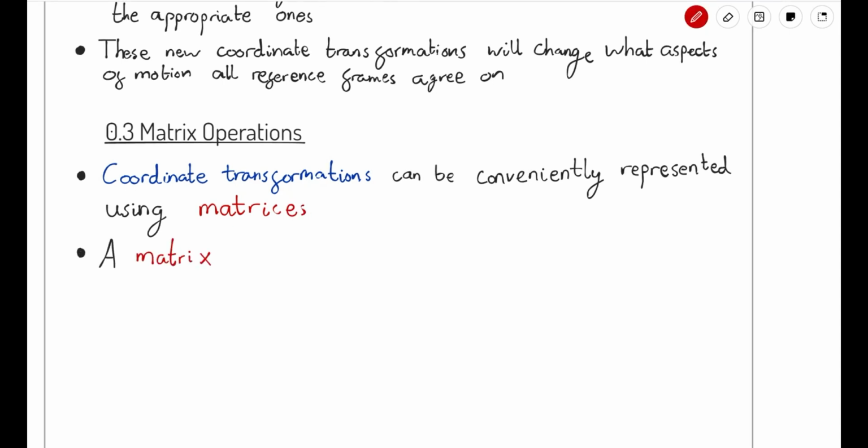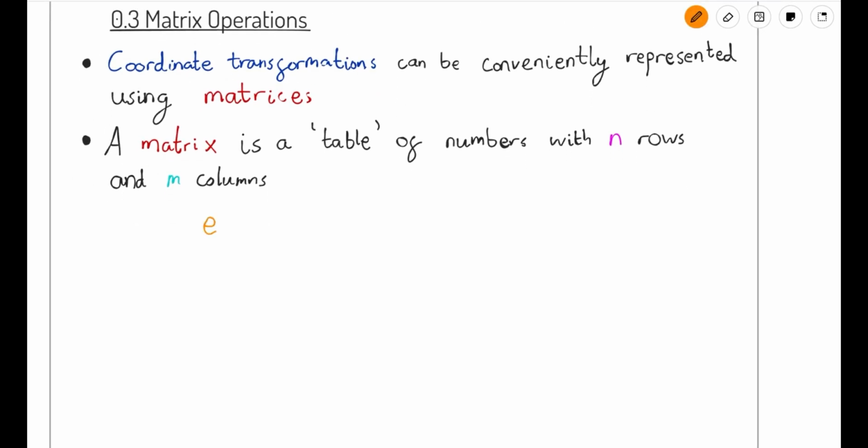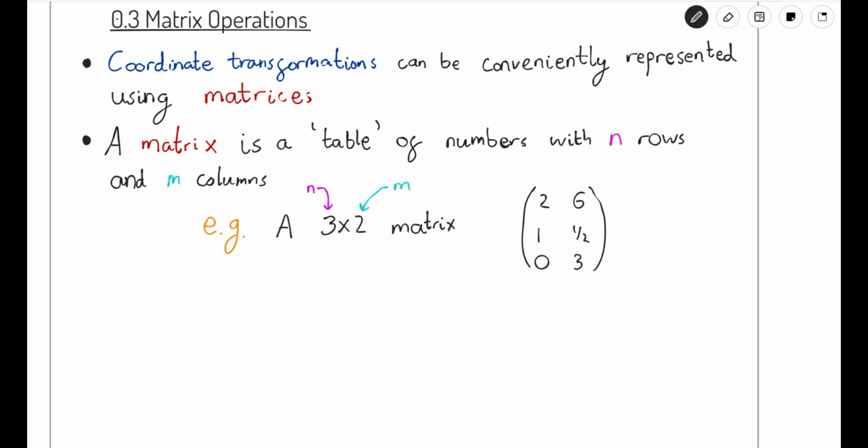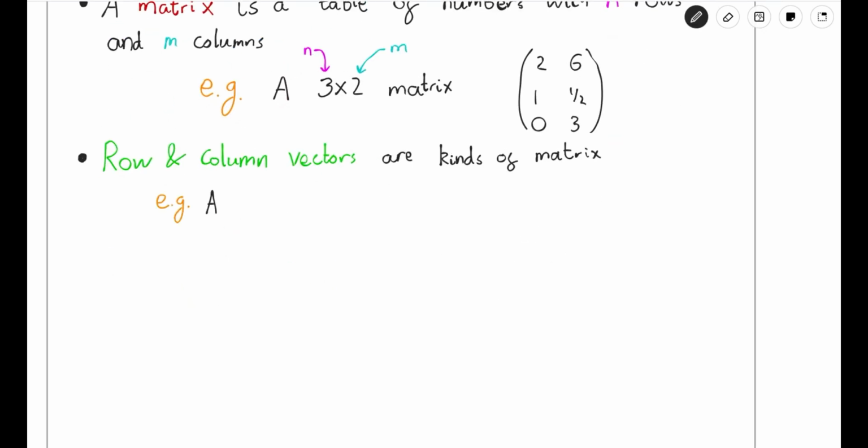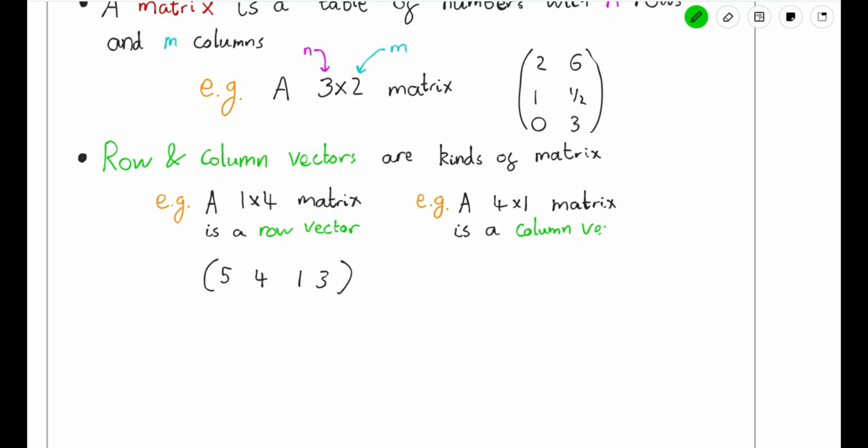Well, a matrix is a table of numbers or objects with a certain number of rows, n, and a certain number of columns, m. For example, we can write down a 3 by 2 matrix, which is a matrix with 3 rows and 2 columns, like this: 2, 6, 1, a half, 0, 3. Now you've probably already encountered a kind of matrix before because both row and column vectors are kinds of matrix. For example, a 1 by 4 matrix is a row vector, 1 row, 4 columns, 5, 4, 1, 3. And a 4 by 1 matrix is a column vector. It has 4 rows and 1 column, 5, 4, 1, 3.